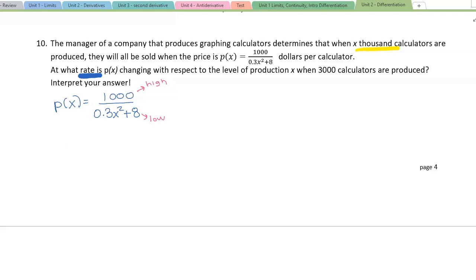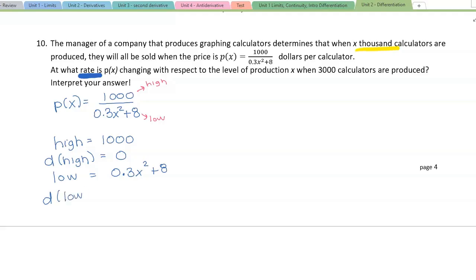Let's go ahead and list everything out. The high function is 1,000. The derivative of the high function, the derivative of 1,000, is going to be 0. The low function is 0.3x squared plus 8. And the derivative of the low function is going to be, well, the 2 comes out in front, multiplies by 0.3, so I get 0.6x. Then I subtract 1 from the exponent, leaving just 1. And the derivative of 8 is 0. So I have all the components.